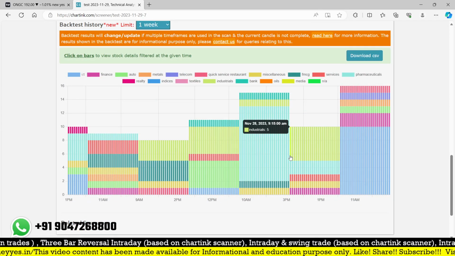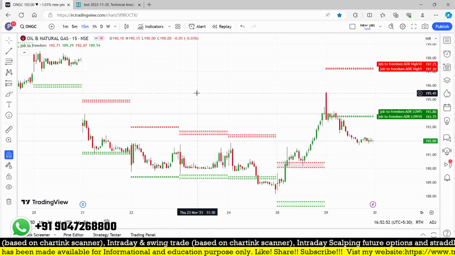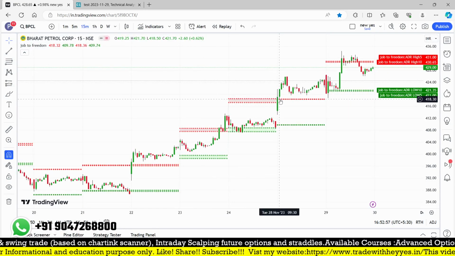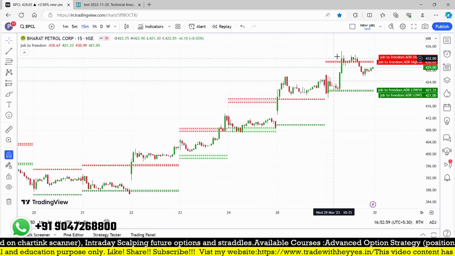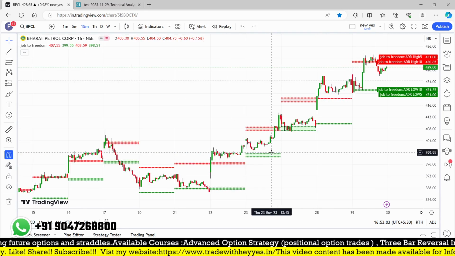Maybe if you look at the same scanner yesterday, Dr. Reddy, I think BPCL yesterday, a lot of stocks. BPCL at the top of the list we can try. This is BPCL, the first candle was broken, and today it is reaching towards 434. So this is also looking good.